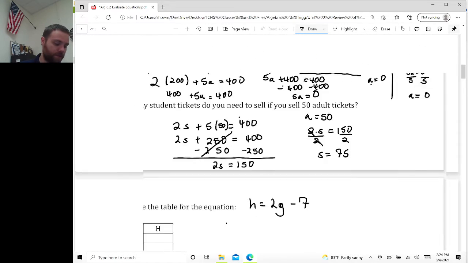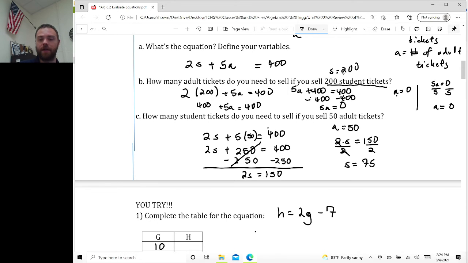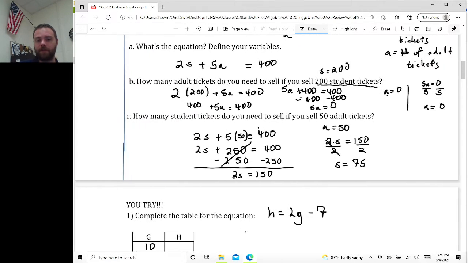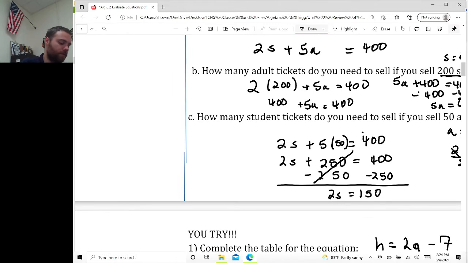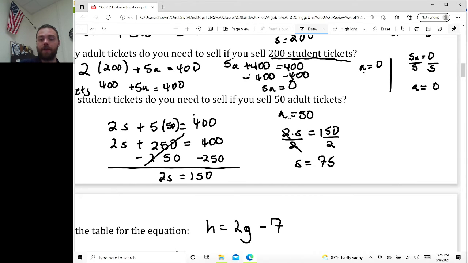And that's the number. And so don't forget, whenever they're asking these questions, they kind of want an explanation. They don't want you to just solve the equation, they want an explanation. So how many adult tickets do you need to sell if you sell 200 student tickets? Well, I need to sell 0 adult tickets, because we've already got to 400. And then down here, well, if we're only selling 50 adult tickets, we still need to make that $400 mark. So I need to sell 75 student tickets.